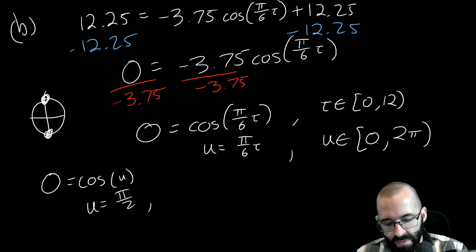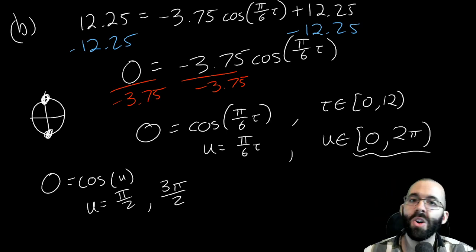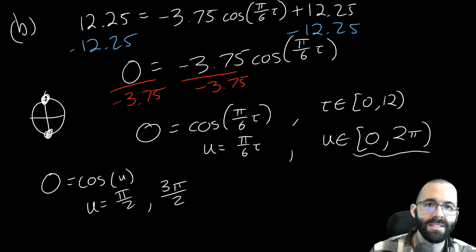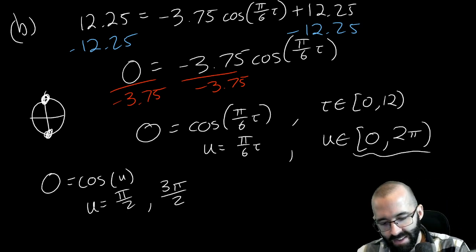Pi over 2 and 3 pi over 2. Those are the two coordinates that are in this interval. If it were 0 to 4 pi, we'd have two more answers. 0 to 6 pi, two more answers. Negative 2 pi to 2 pi, two more answers. All right, so these are our answers.